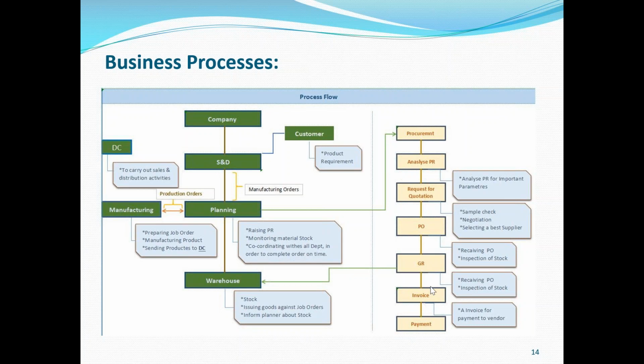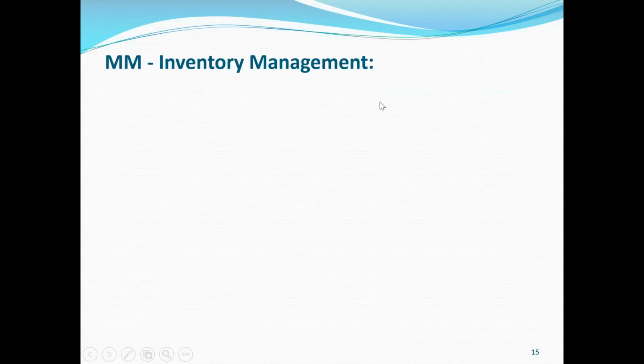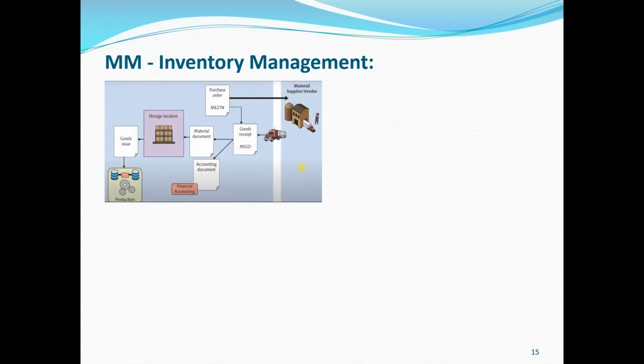So this is what we have just discussed, the procure to pay cycle, right? After this, once the supplier delivers goods, the inventory management starts. In our procure to pay cycle, when we receive the goods from the supplier with reference to the purchase order, inventory management starts. As soon as the supplier delivers it, we do the good receipt. So from here, the inventory management starts.